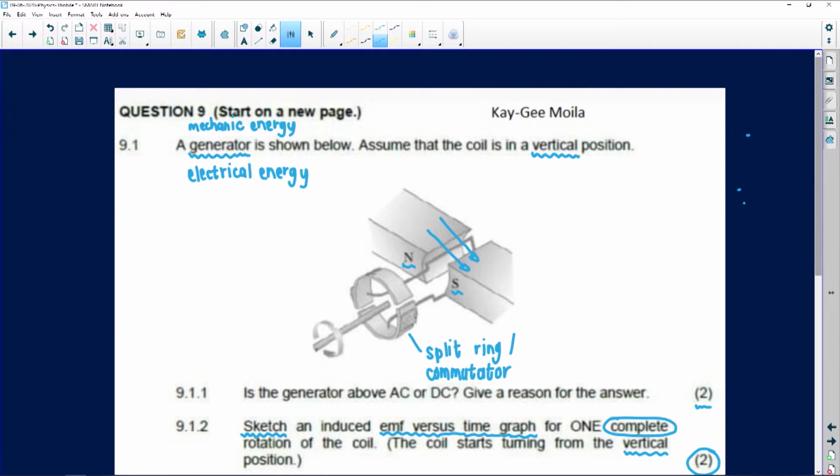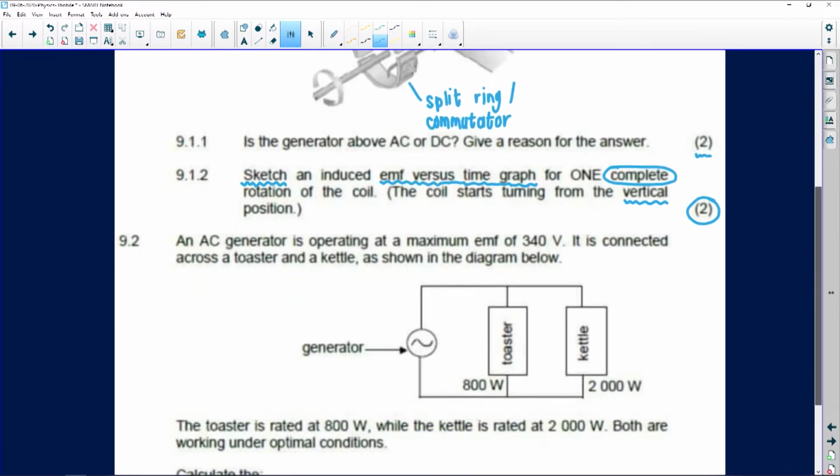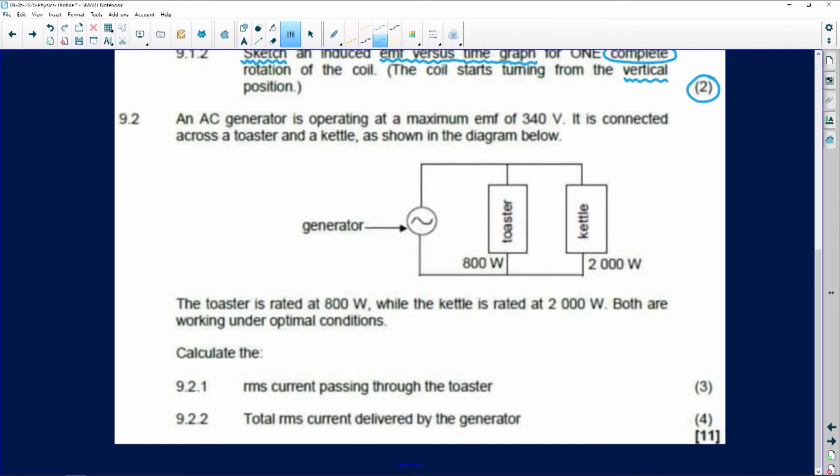Now let's move on. That was for 2 marks. Ooh, then we have some calculations. So we have an AC generator, AC is alternating. Now we already know it has slip rings. In operation at a maximum, remember, when they talk about maximum, they're talking about Vmax of 340 volts. It is connected across a toaster and a kettle as shown in the diagram below.